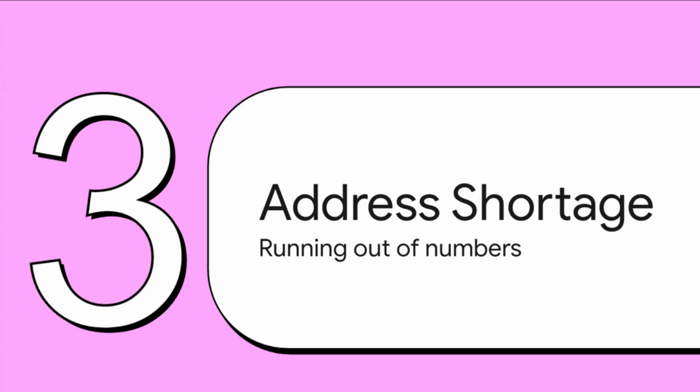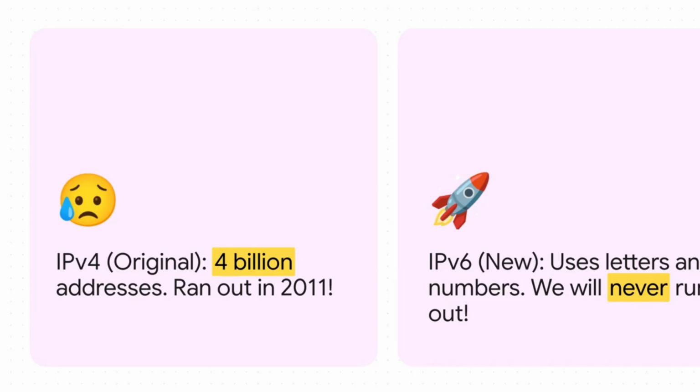Now, this system was brilliant for its time, but it had one massive flaw. With about 4 billion possible addresses, it seemed like plenty. But back in the 80s, nobody predicted we'd all have phones, watches, and even refrigerators that needed an address. Turns out, 4 billion was not nearly enough. So get this. By 2011, we had pretty much used them all up. We literally ran out of internet addresses.